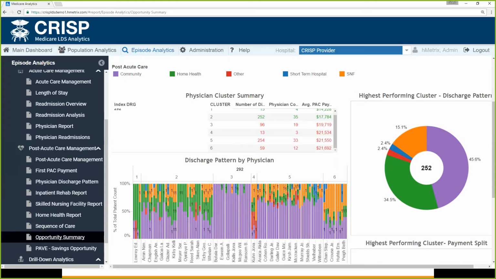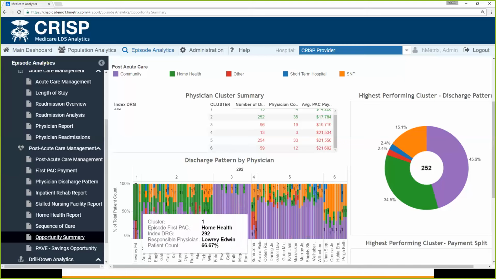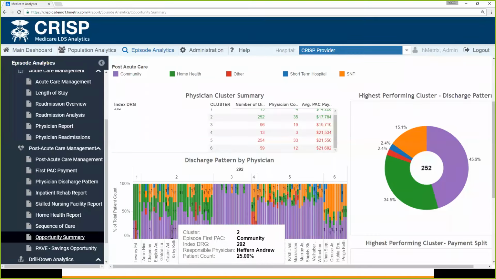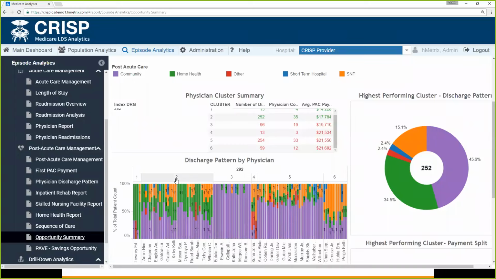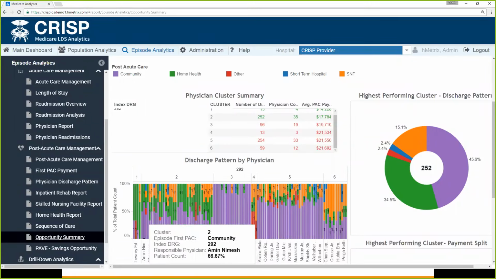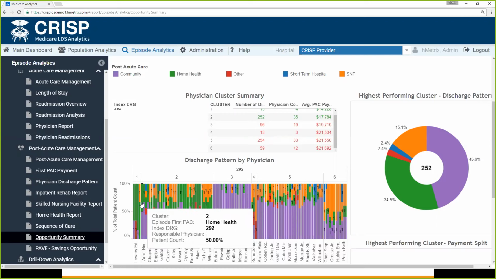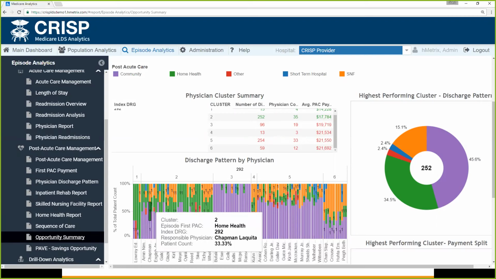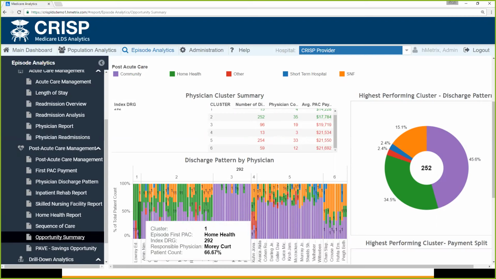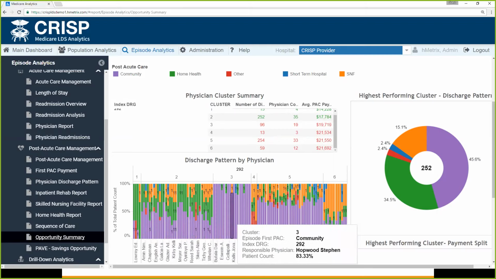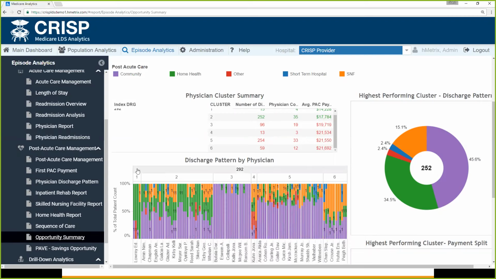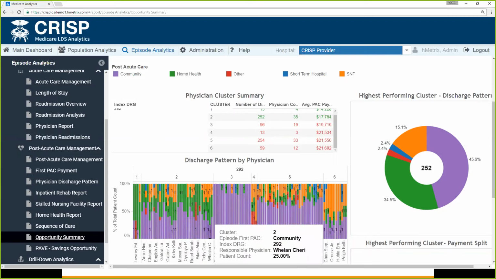But you can almost see right away, the discharge patterns are all color-coded based on the post-acute setting. You can almost see the clusters making perfect sense. It looks like cluster two is a little bit of community, which is the purple, and the rest is mostly home health, which is this green. Cluster one looks to be mostly home health. Cluster three looks to be almost mostly community, and so on. So you can kind of see how the clusters are making perfect sense. These physicians are, in fact, similar.